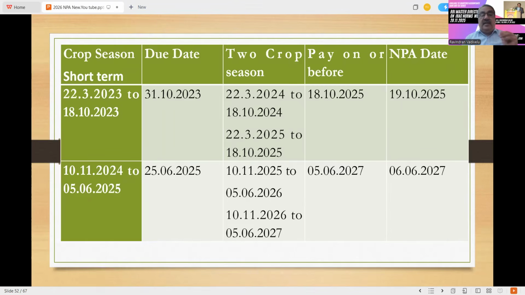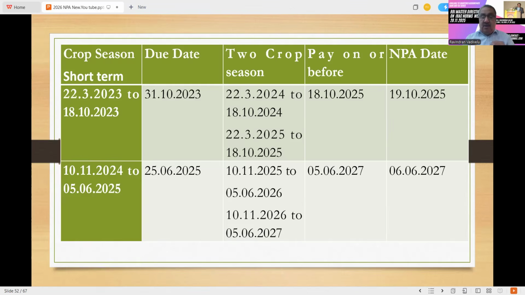Here is another short-term crop example. Here, the crop season is 22/3/2023 to 18/10/23. The due date of the loan is 31/10/2023. Two crop seasons are 22/3/24 to 18/10/24, and 22/3/25 to 18/10/25. The agricultural short-term crop loan due calculation is: from the due date, that is 31/10/23, add two crop seasons which come after the due date. So 18/10/25. That means a loan which is due on 31/10/2023 has to be paid on or before 18/10/25. Otherwise, that account will become NPA on 19/10/25. So this is the thing you have to remember: from the due date, add two crop seasons which come after the due date.